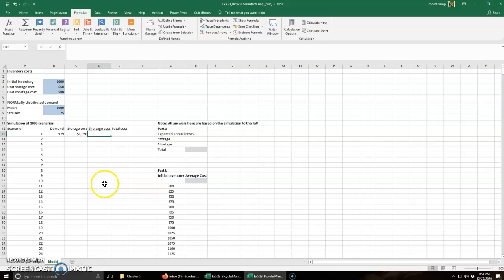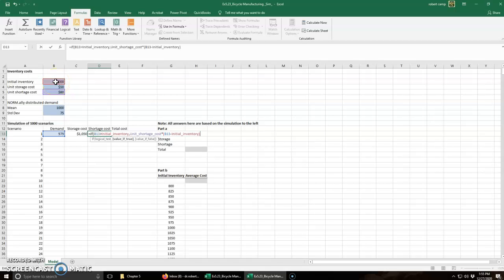Okay, storage cost. Oh, excuse me, shortage cost. So we're going to run another if statement because one of two things can happen. If my demand is greater than 1,000, so this is the other way, I've got to make more bikes. And the cost is going to be our shortage cost times the number of bikes that I'm going to have to make, which is going to be the demand minus 1,000.